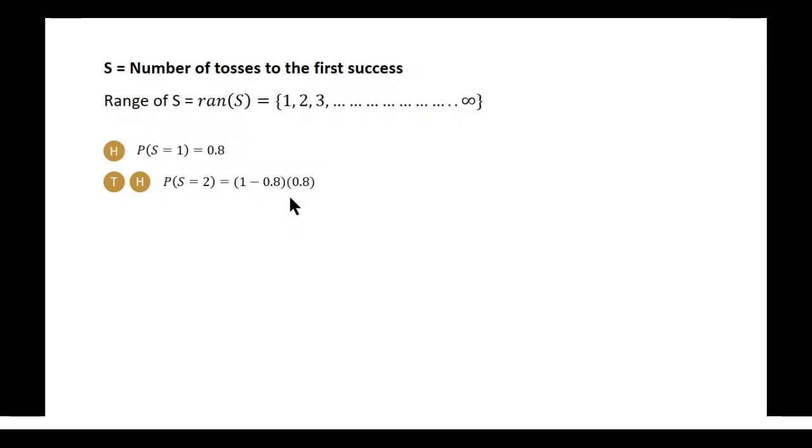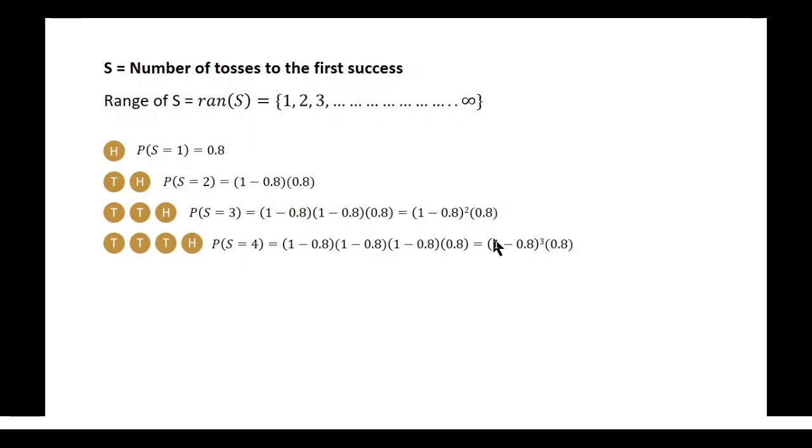P of S equal to 3 means that the first two tosses failed and the third was success. P of S equal to 3 will be (1 minus 0.8) times (1 minus 0.8) times 0.8. That is (1 minus 0.8) raised to the power of 2 times 0.8. In this manner, you can work out the probabilities for all possible values of S. P of S equal to n, that is success obtained in the nth toss, will be (1 minus 0.8) raised to the power of n minus 1 times 0.8.